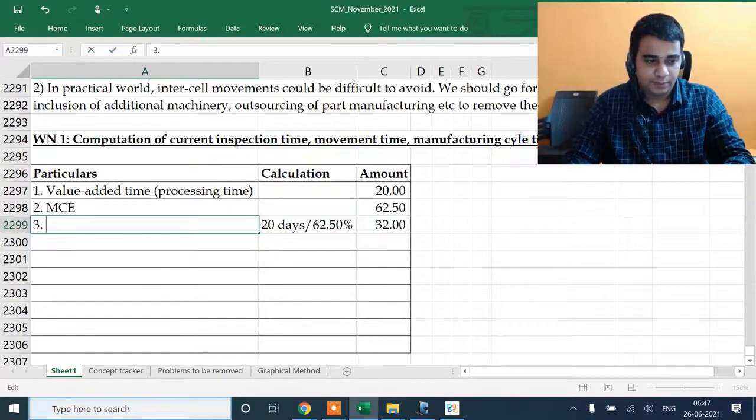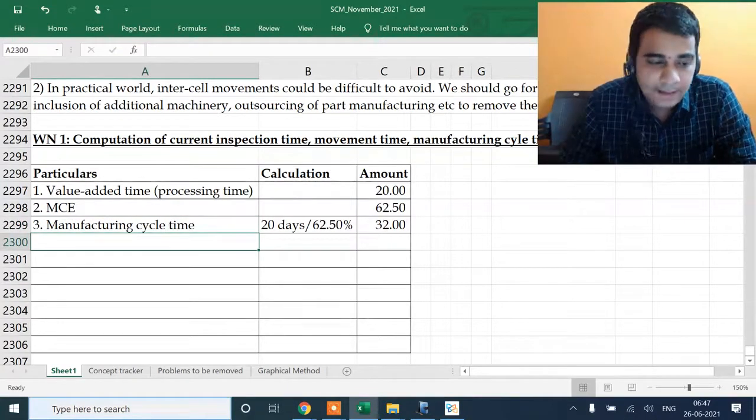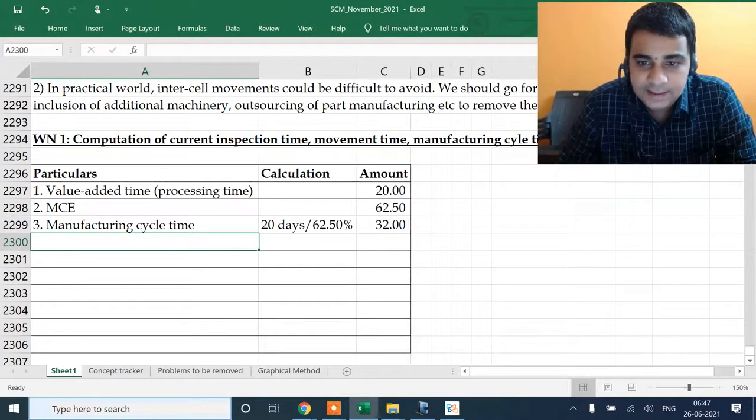In part 2, they had asked what is the manufacturing cycle time. It is 32 days. It's not a new concept, I've already done this. Manufacturing cycle time is 32 days.